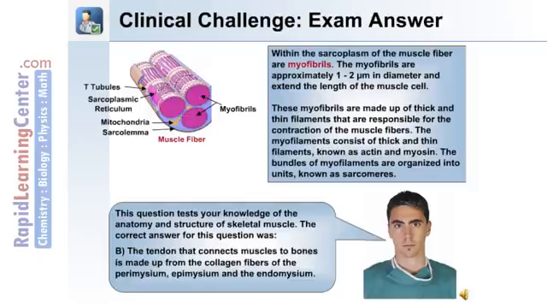Here's the answer to the question. This question tests your knowledge of the anatomy and structure of skeletal muscle. The correct answer for this question was B. The tendon that connects muscles to bone is made up from the collagen fibers of the perimysium, epimysium, and endomysium.